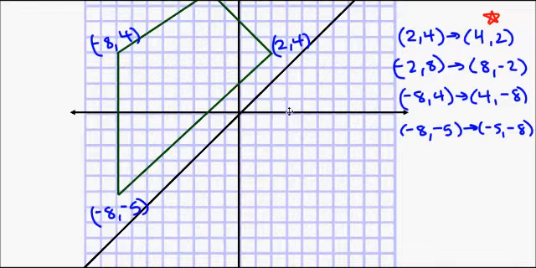So (4, 2), (8, -2), (4, -8), and (-5, -8). So 1, 2, 3, 4, 5. 1, 2, 3, 4, 5, 6, 7, 8 right here. Okay. There we go.